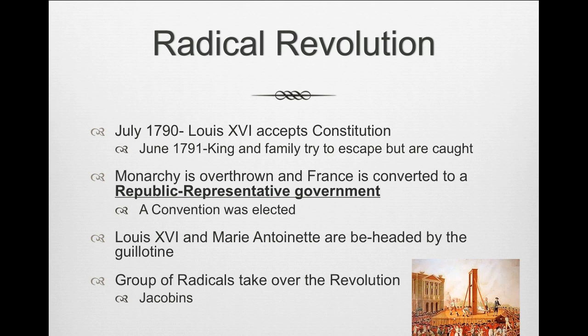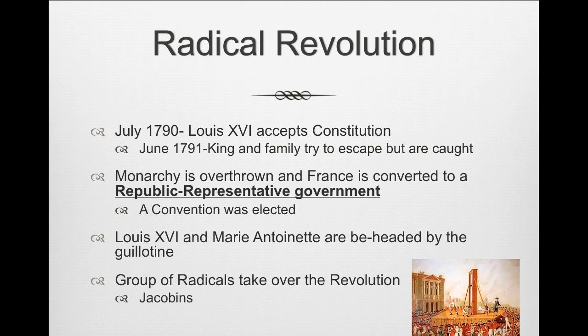However, in the wake of the revolution and the climate at Versailles, the king and his family decide that they are going to escape and flee Versailles in June of 1791. However, he and his family are caught. And this does not do well for the French people because they see their king trying to flee amidst the revolution. So shortly thereafter, the French monarchy is overthrown and France is converted to a republic form of government.